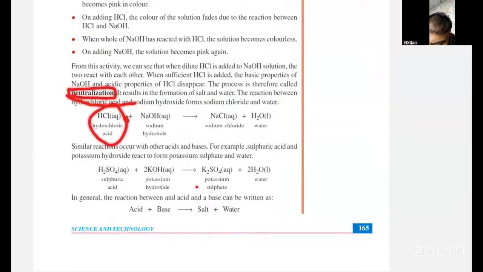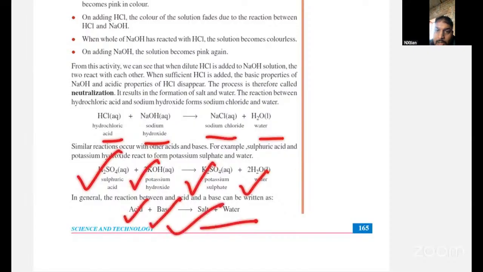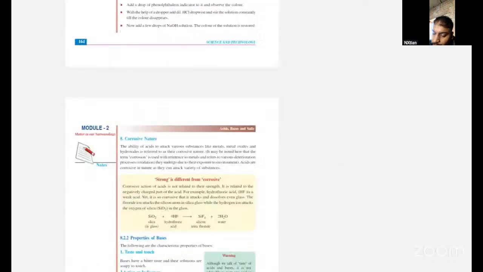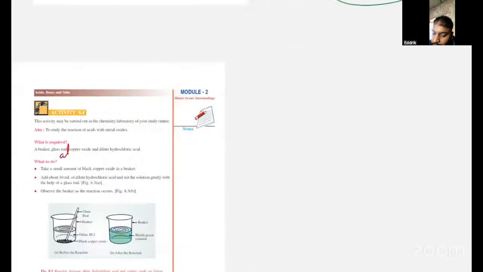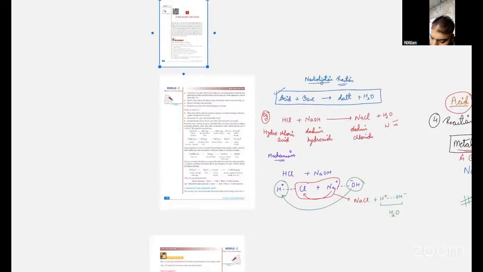The HCl reacts with NaOH, it gives NaCl and water. Okay, so this is how this will work. In the same way, H2SO4 will react with KOH, it will become K2SO4 and H2O. So acid plus base gives salt and water. So this process is called a neutralization reaction. Any problem till now? No, sir, I guess.